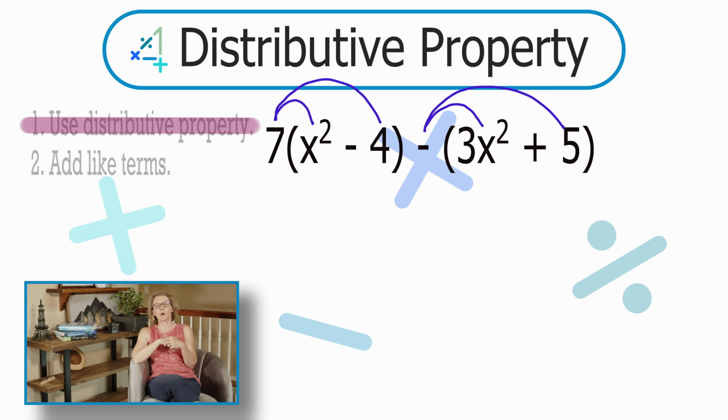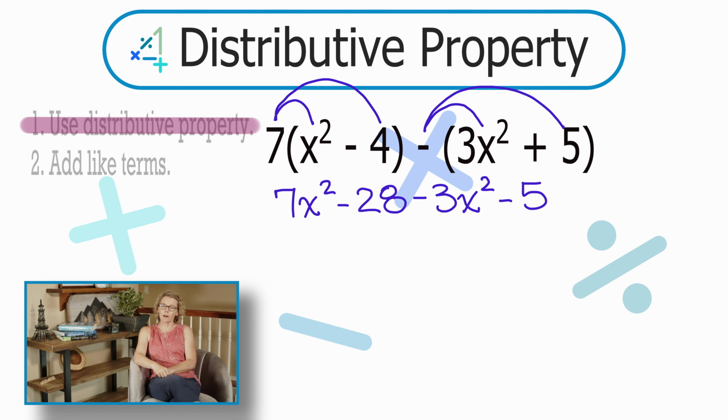7 times x squared is 7x squared. 7 times negative 4 is negative 28. On to the negative sign that you can either think about as a -1 or just remember that it changes the signs of everything inside the parentheses. Either way, these become negative 3x squared and negative 5.